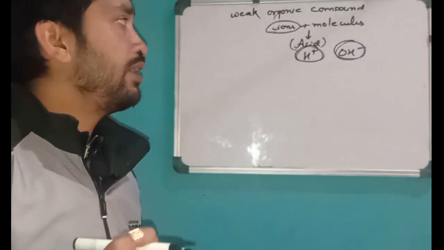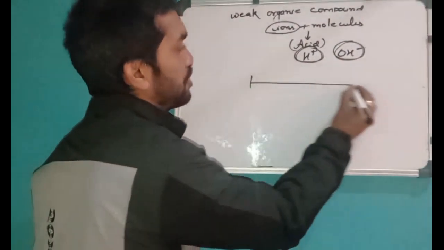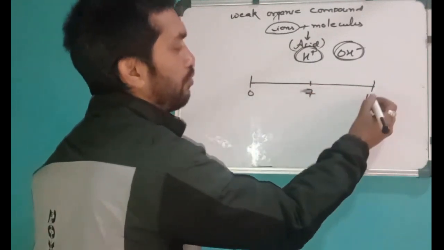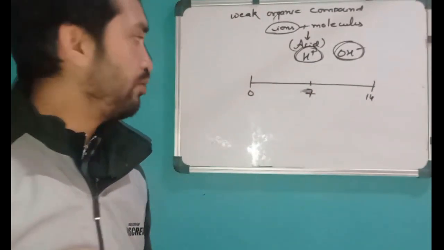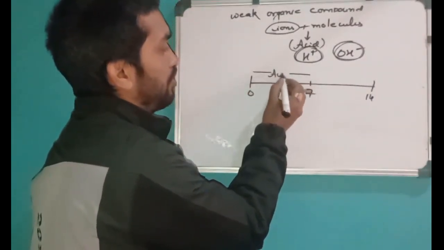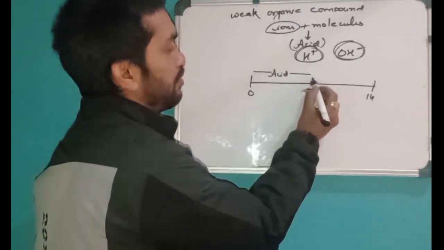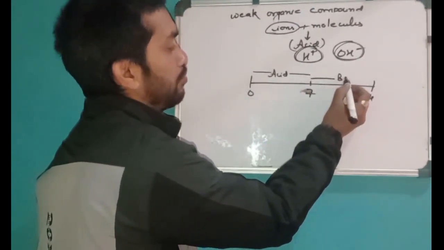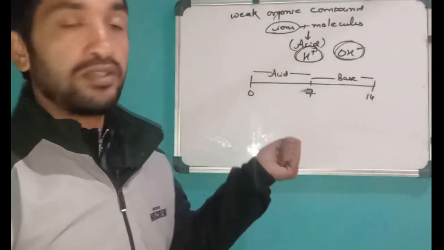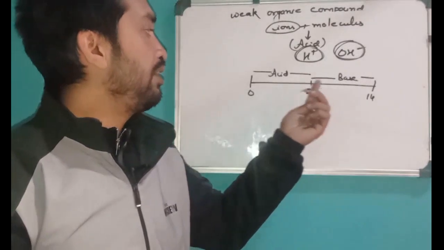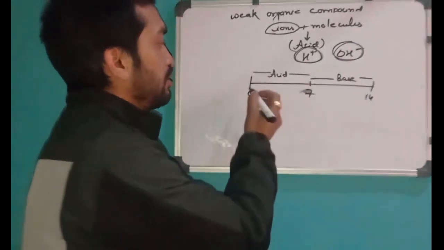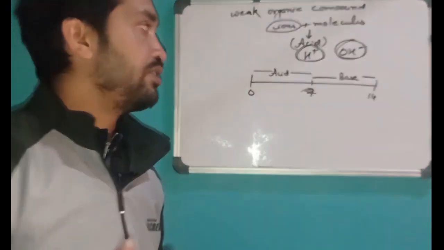Okay, now let's go back to the value. This is your pH scale. This is your 0, 7, 14. Look at it very carefully. So 0 to 7 is your acid range, and 7 to 14 is your base range. It means if you test a species and the indicator shows a value somewhere between 7 and 14, then you will say it is basic in nature. Somewhere between 0 and 7 means it is acidic in nature.